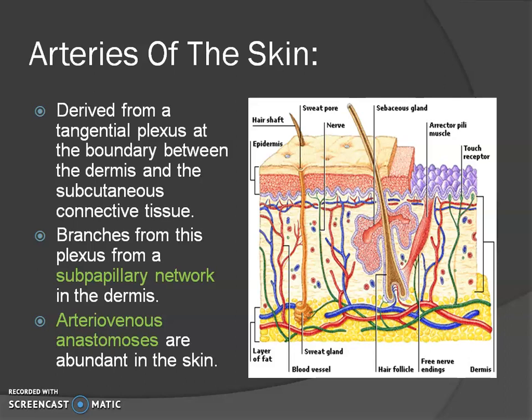Arteries of the skin. Here you can see this is the epidermis, and this one is the dermis, and this is the hypodermis, which is also known as subcutaneous tissue. These arteries of the skin derive from a tangential plexus at the boundary between the dermis and the subcutaneous connective tissue.